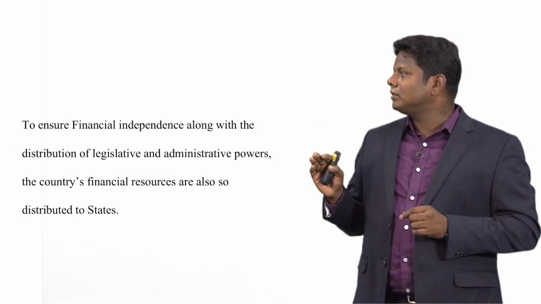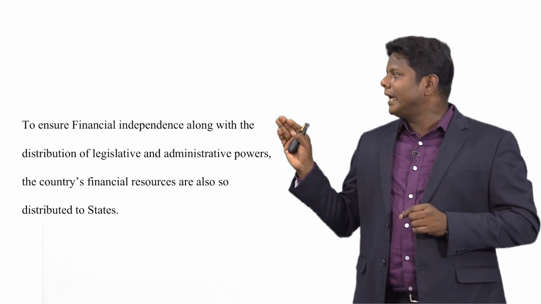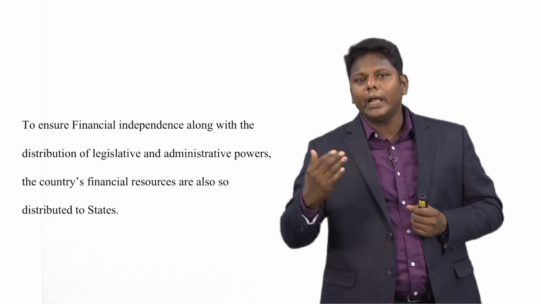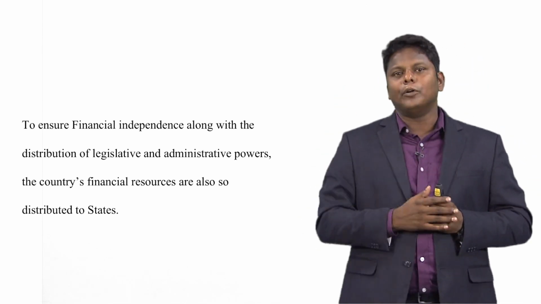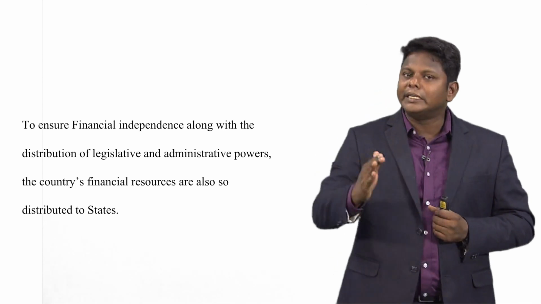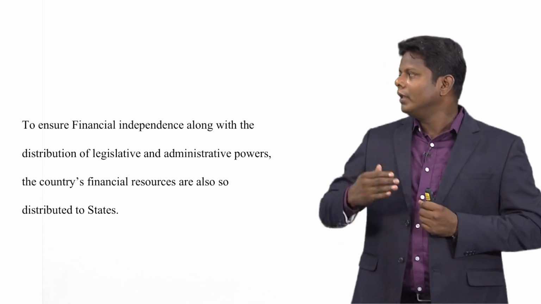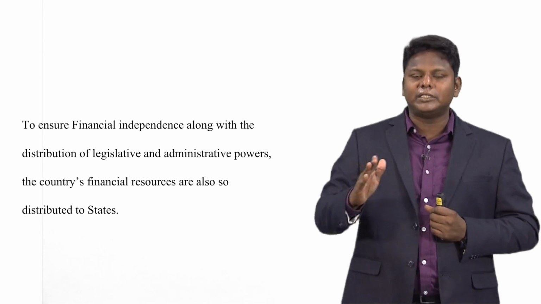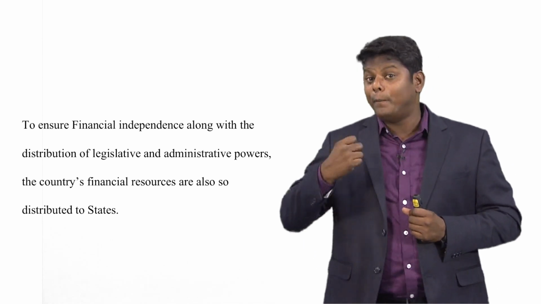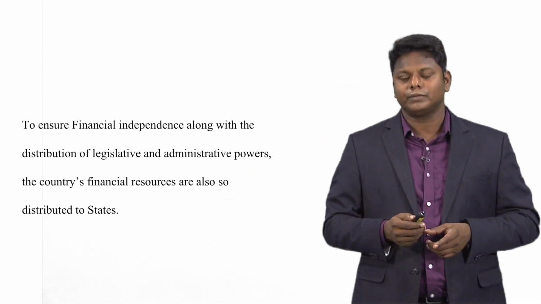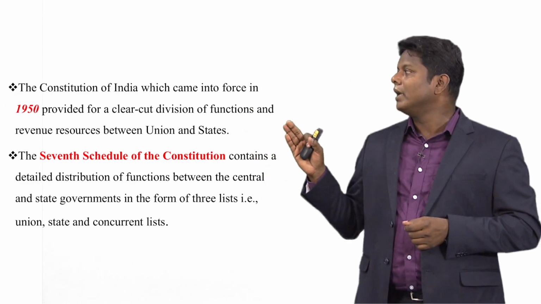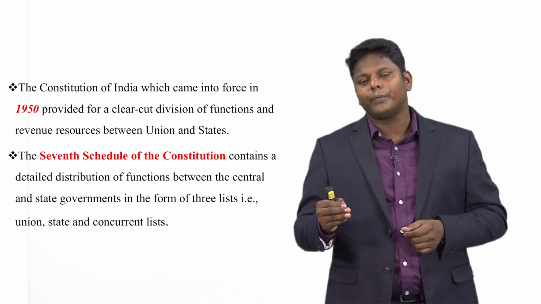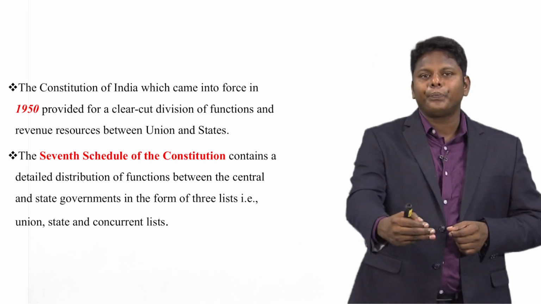To ensure financial independence along with the distribution of legislative and administrative powers, the country's financial resources are also distributed to the states. On the one hand, the legislative and executive powers are distributed between center and state. In order to ensure financial freedom, the financial relationship between center and state clearly explains the financial powers of the central as well as the state governments. The Constitution of India, which came into force in 1950, provided for a clear-cut division of functions and revenue resources between union and states.